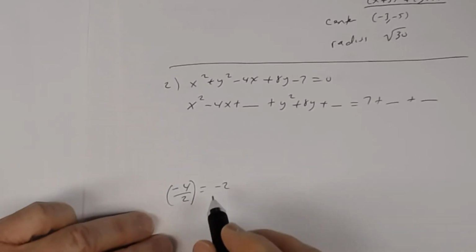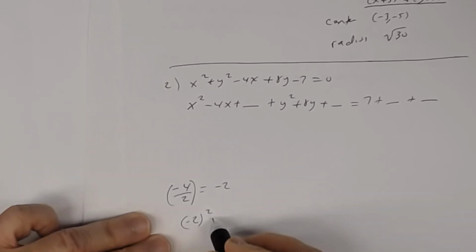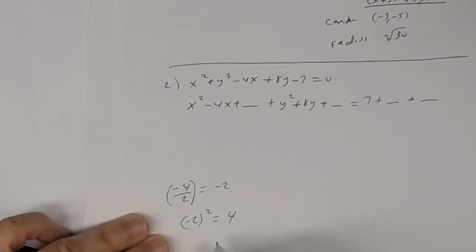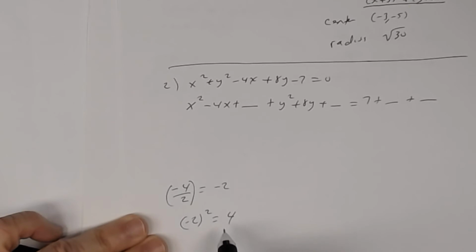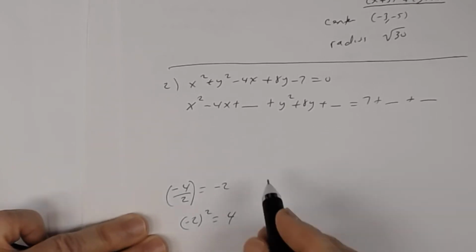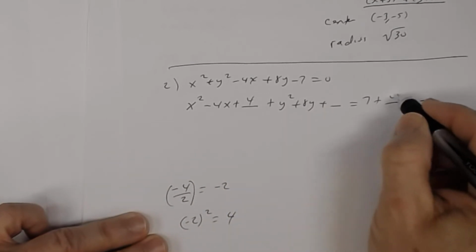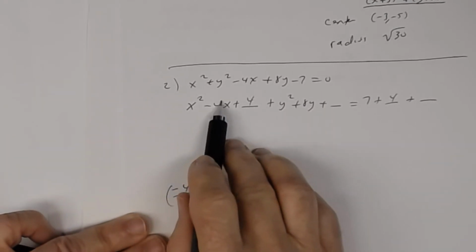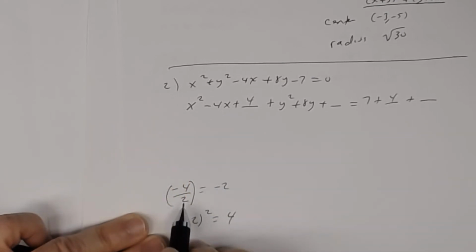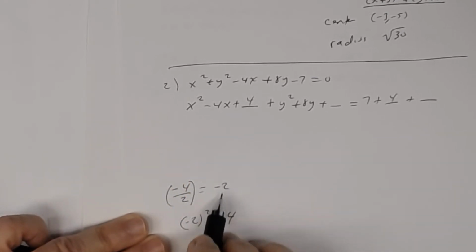Okay, but I've got to square that. So negative 2 squared is a positive 4. Whenever you square this number, it should always be positive, never negative. So that's why you're adding 4 to both sides. Okay? All right, so remember, you're going to take the coefficient of x, always divide by 2. Whatever you get, you're going to square it, and then you're going to add that number to both sides.